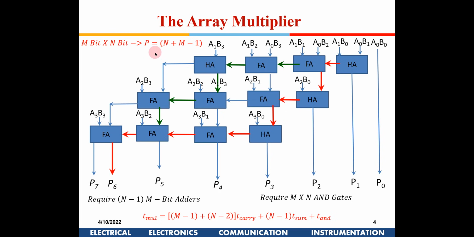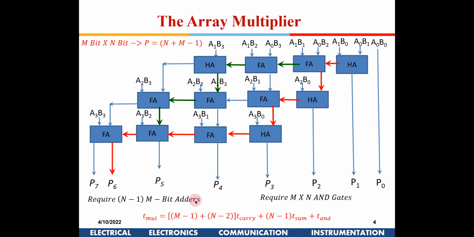In this particular case, we did a 4 into 4 multiplier, 4 into 4 multiplication. So we required a 4-bit adder, and since it was 4 into 4, 4 minus 1, 3 such 4-bit adders have been used. And you also require m into n AND gates, because for all these partial products which I have written here, I have not shown the AND gates. So m into n AND gates will be required. You require n minus 1 m-bit adders.